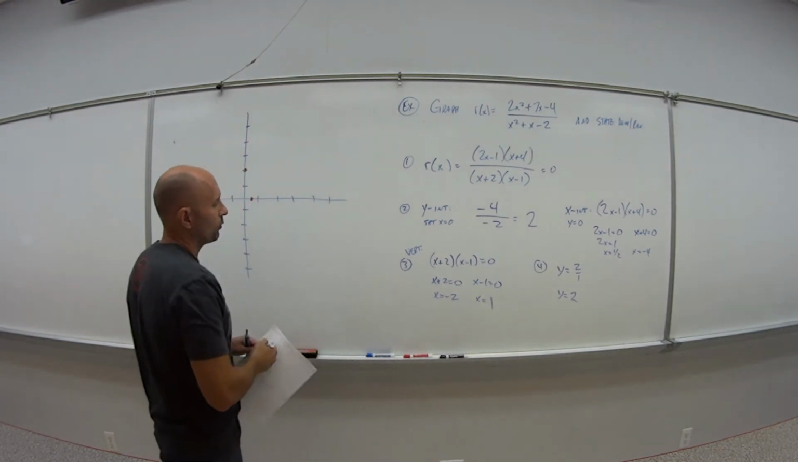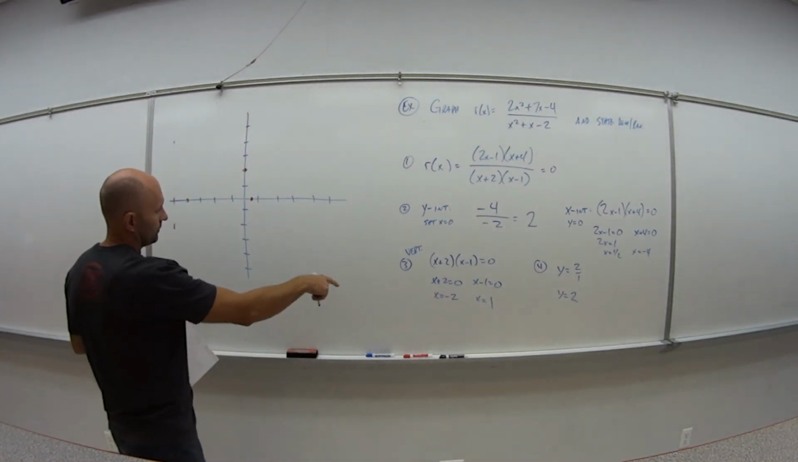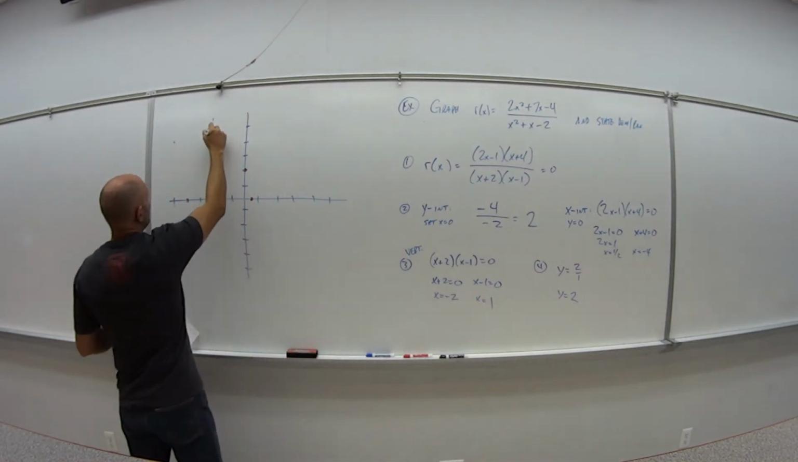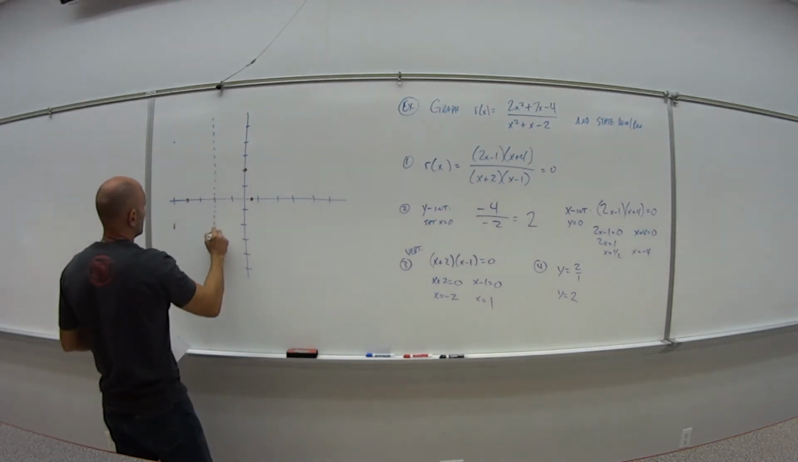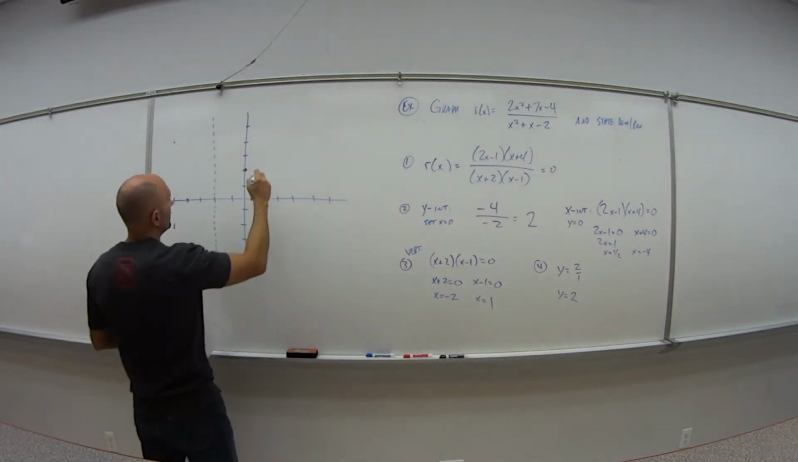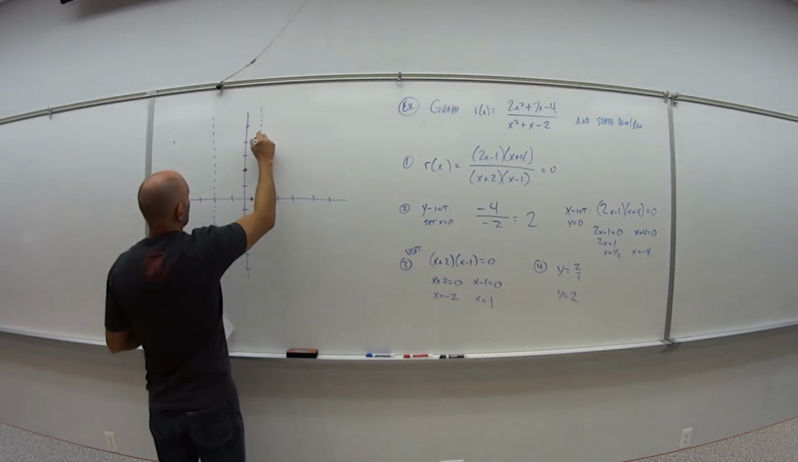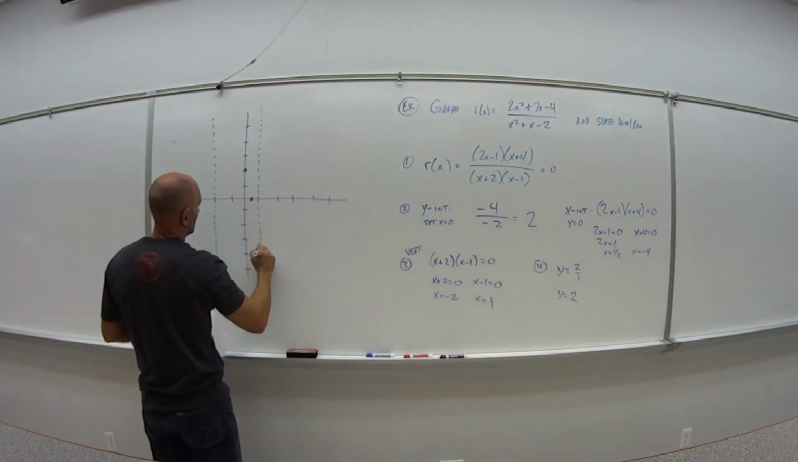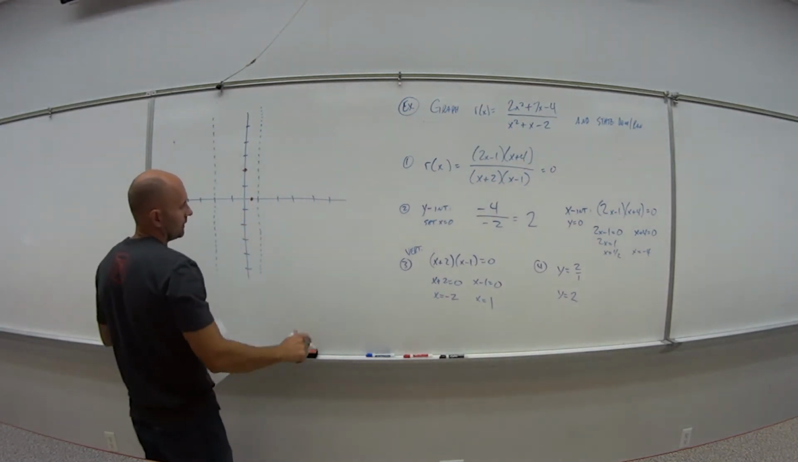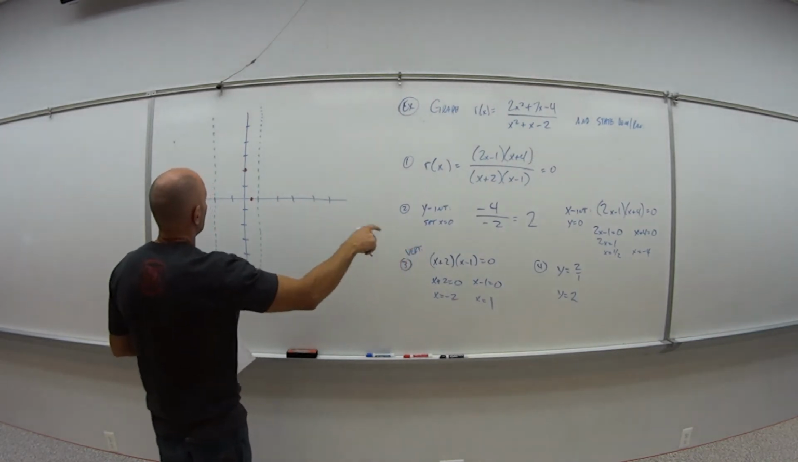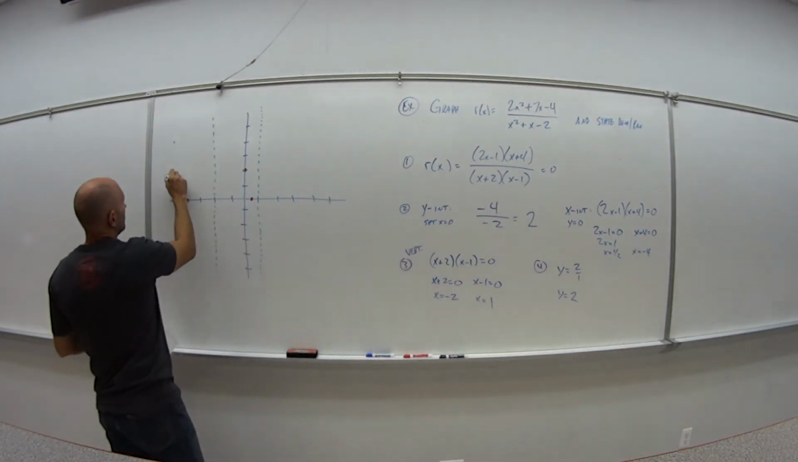Steps 3 and 4 were our asymptotes. Our vertical asymptotes are x equals negative 2 and x equals positive 1. And we also have our horizontal asymptote at y equals 2.